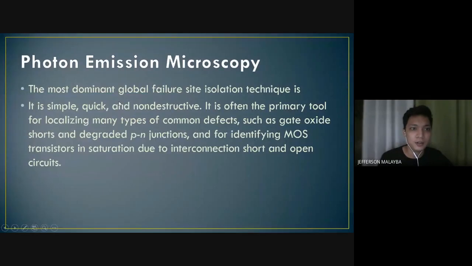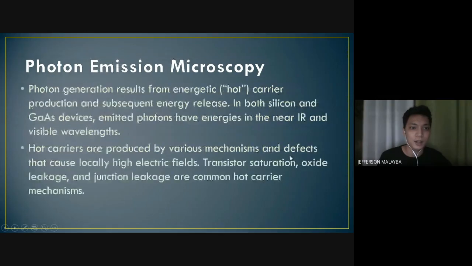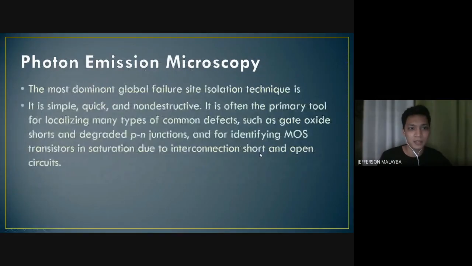It is a global failure site technique, the dominant technique widely used in IC failure analysis, and it is also simple, quick, and at the same time non-destructive. Because it is non-destructive, ginagamit niya lang yung pagde-detect ng illumination ng na-create ng IC devices natin. So hindi natin sinisira mismo yung IC device natin.